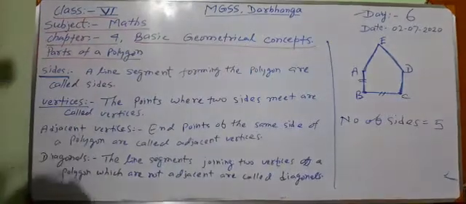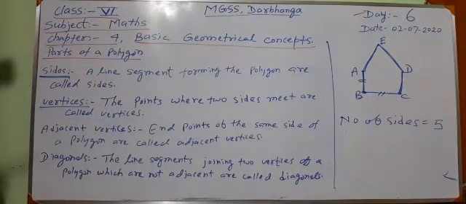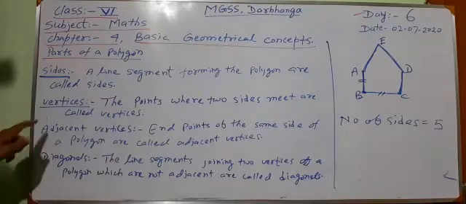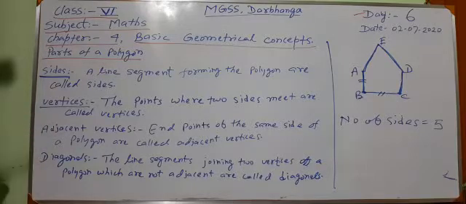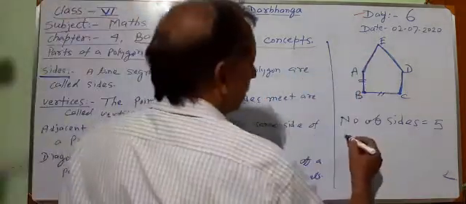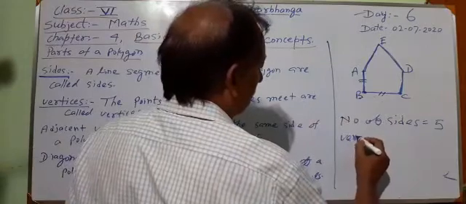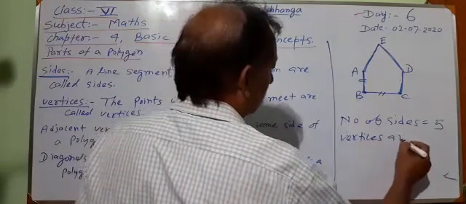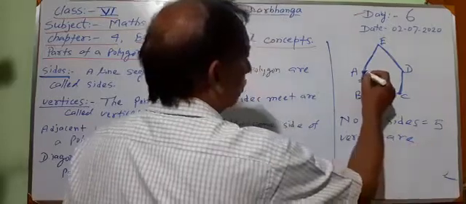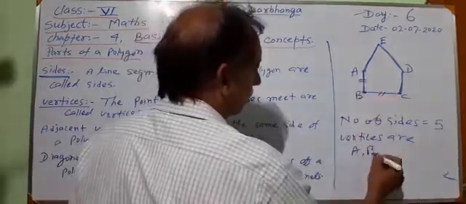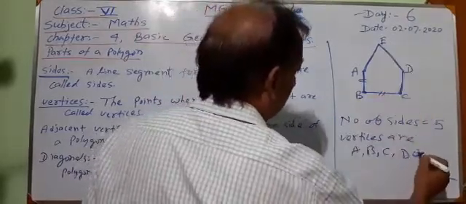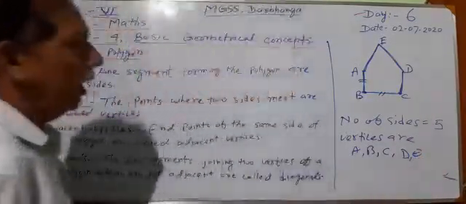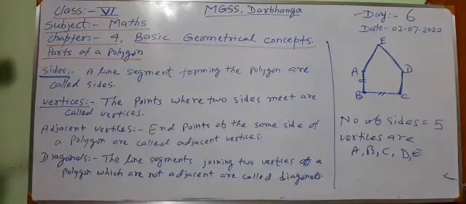Any point where two sides meet is known as a vertex. Vertices is the plural of vertex. Vertex is the singular and the plural is vertices. Here two sides meet at A, B, again C, D and E. All these points are vertices of the polygon.